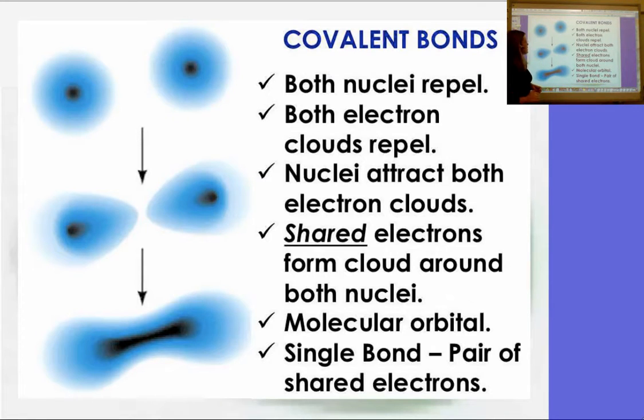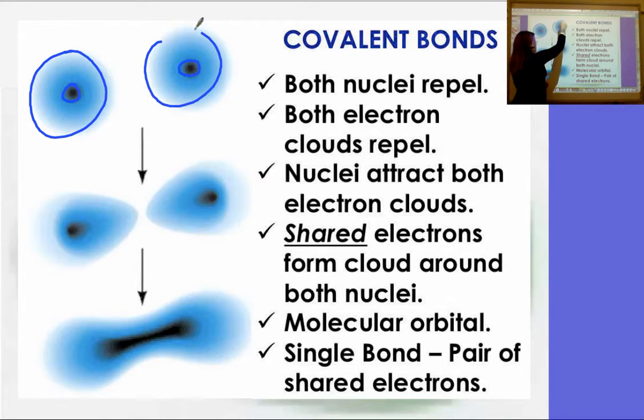How does this happen? Well, you have two nuclei right here with their protons and their neutrons. Then you have two electron clouds. These two electron clouds both have a negative charge, but both of the nuclei have a positive charge. So how do I share these electrons? If they're both negatively charged, they want to repel each other. But each nucleus wants to attract the other electrons, since they're opposite charges.